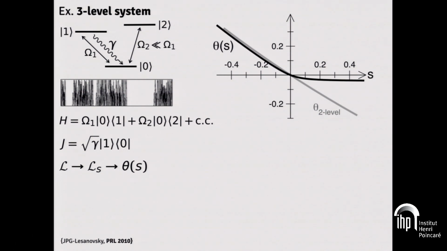If we look at the emissions, it's intermittent. The system, loosely speaking, spends a lot of time emitting, and every now and then it gets shelved and doesn't emit. So what's going on? Let's now calculate the statistics of the number of emissions of this simple problem.